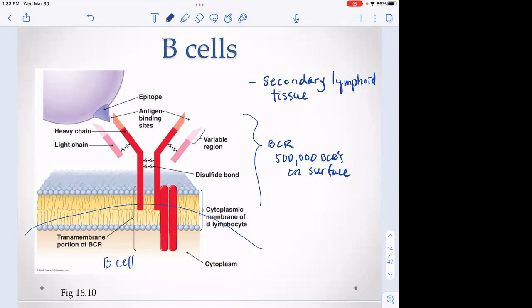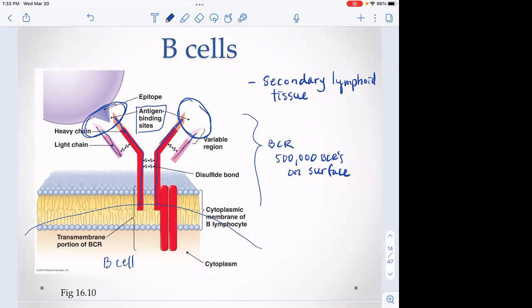Now the parts of that B cell receptor. There's a transmembrane part. There are two what we call heavy chains, just because they have a higher molecular weight. And then there are two light chains, of lighter molecular weight. The business end is this variable region at the end of both arms of the Y. That's the part that binds to antigen.